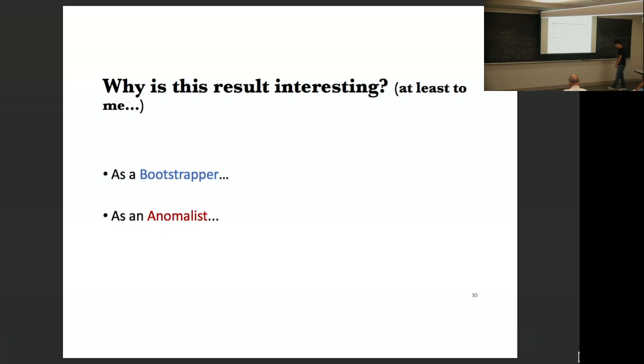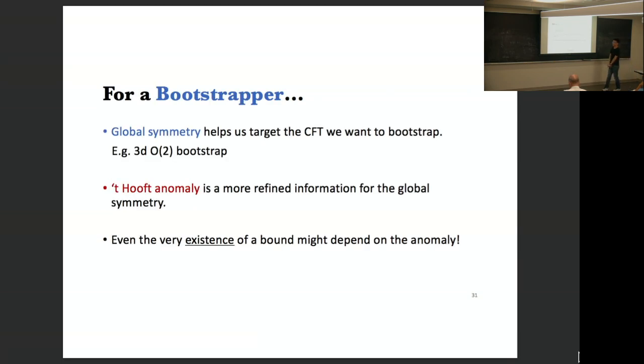Okay, so why do I think this result is interesting, at least to me? I think there are two perspectives to think about. First, as bootstrappers, we know global symmetry is important to input into the bootstrap program to help you target the CFT that you want to bootstrap. For example, in 2+1D, we will bootstrap the O(2)-symmetric model. But just saying that a symmetry group is something does not completely specify the kinematic data of the global symmetry. The 't Hooft anomaly is also information that would ideally be specified in the bootstrap program. In this case, that's what we did. We start with a Z2 global symmetry in 1+1D, and we consider the case that it's anomalous or non-anomalous. And we see that even the very existence of a bound might depend on the anomaly. So I think it's clearly something that would be ideal to put in any bootstrap program.